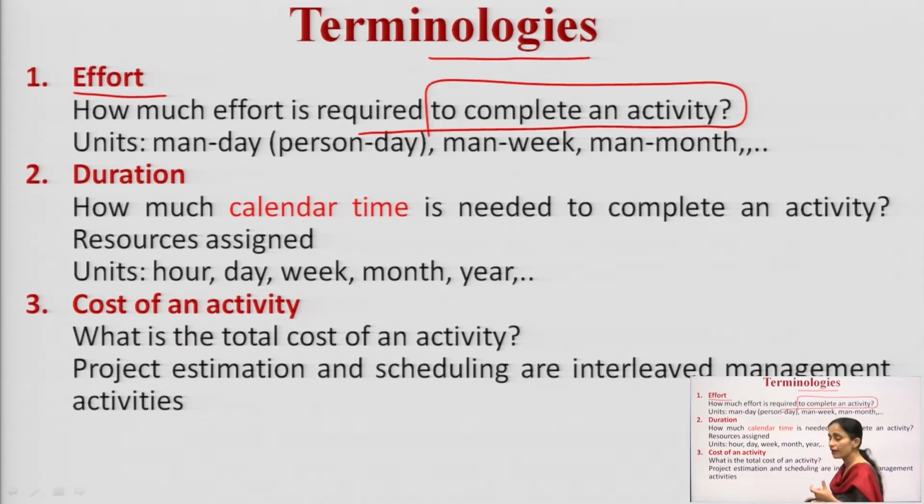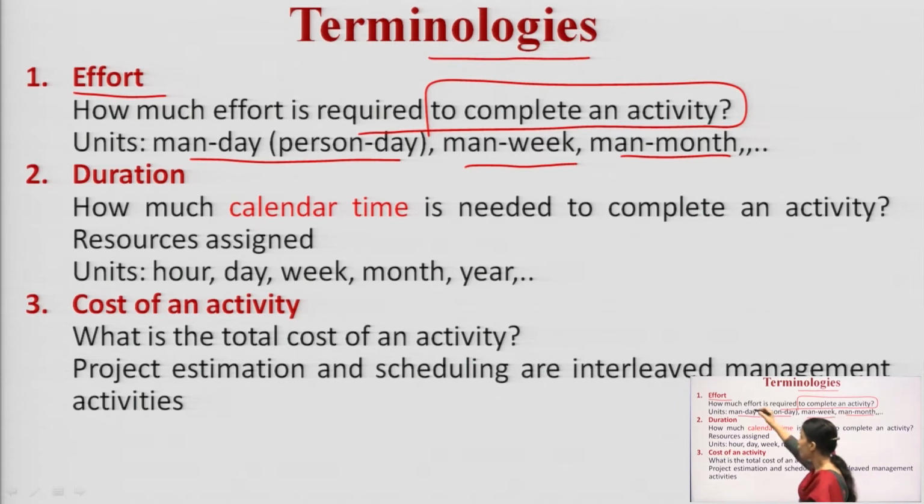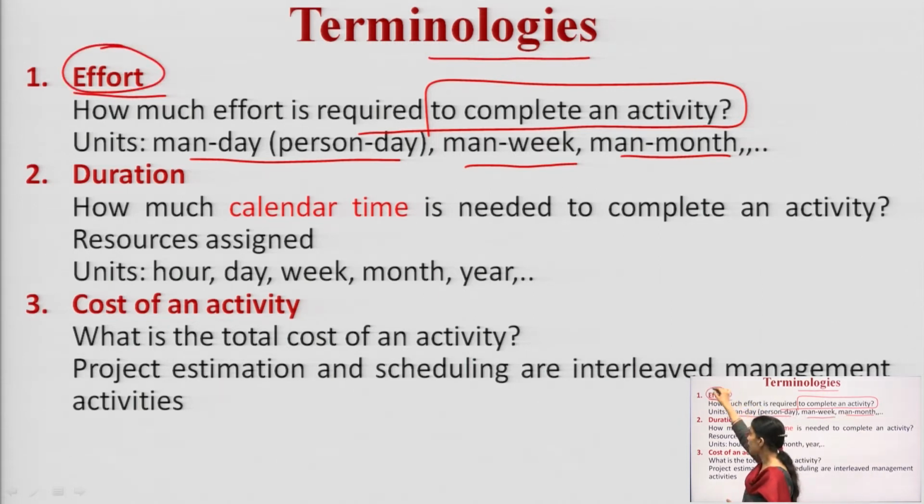How much time am I spending? Time means how many persons are going to finish one task in how many days. So the unit of effort should be person month or person day. If we are talking in weeks, then person week, person month, and so on. How much physical effort is being done to complete a task.